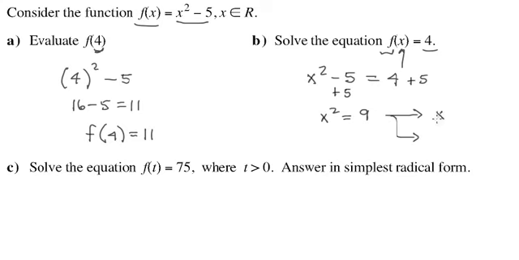x could be 3, or x could be negative 3. Either way, you take those numbers and square them, you get 9. So the solutions to this are either 3 or negative 3. If you want, you can write that with a plus or minus sign like this. This means 3 with either sign.